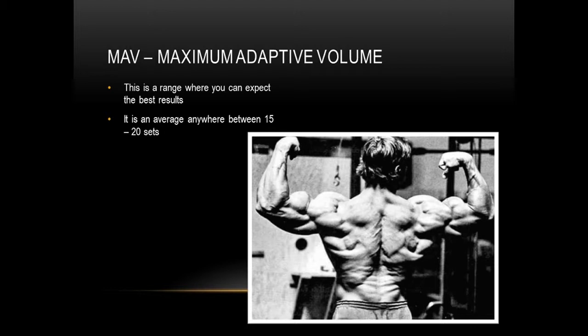Now this is more of a range, unlike the others. You can have 20 sets, which will be your MRV, and anything above that you can't recover from. But your maximum adaptive volume is somewhere between 15 and 20. It's that range where you can expect the best results. Anything under that, you're going to get pretty mediocre results. Anything above this, it's pretty risky. Like 25 sets, you can't stick there for a whole lot of time. Maybe you do 25 sets for 1 week and then you're buggered, and then you take a nice long rest to actually get that slingshot effect that I was talking about. But really the sweet spot is around 15 to 20 sets.